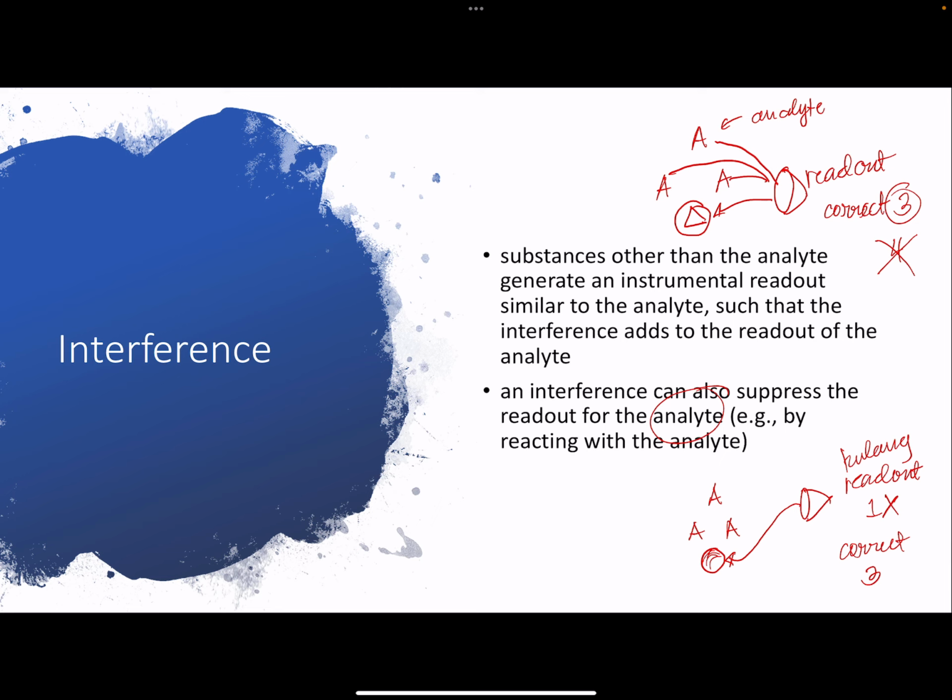Because this time, our analyte suppresses the readout for the analyte. As for the one at the top earlier, if you focus again on the top example, our interference here adds to the readout. Okay? So those are your kinds of interferences.